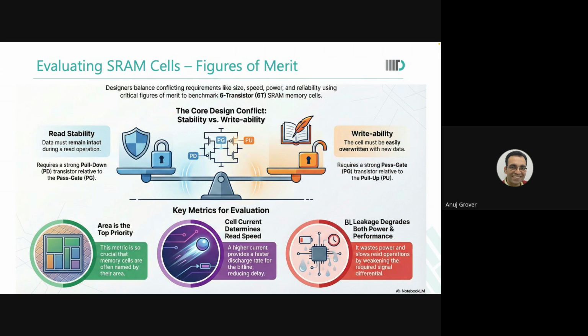Now, which were the power figures of merit? Retention voltage, overall leakage. These were the power figures of merit. Why is retention voltage important? Power figure of merit.